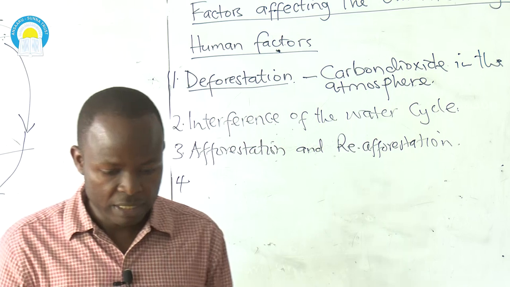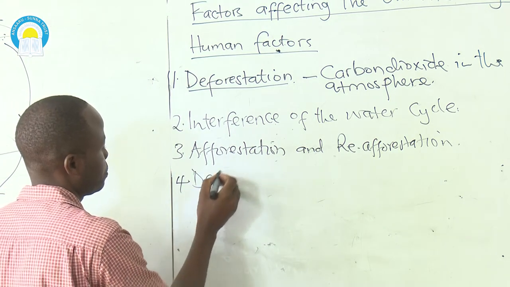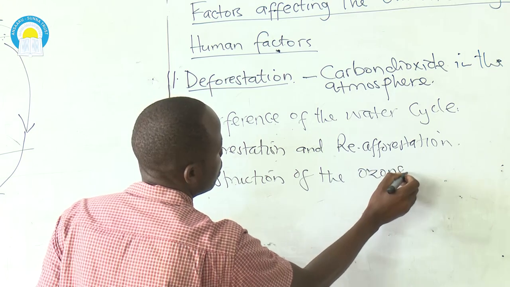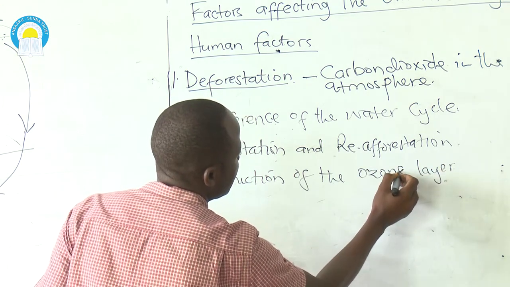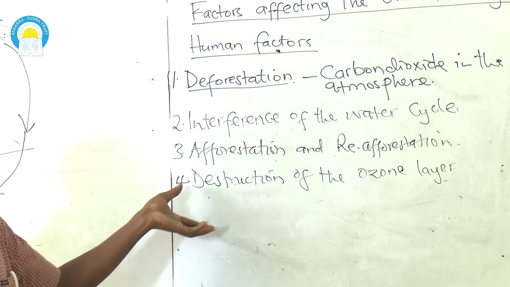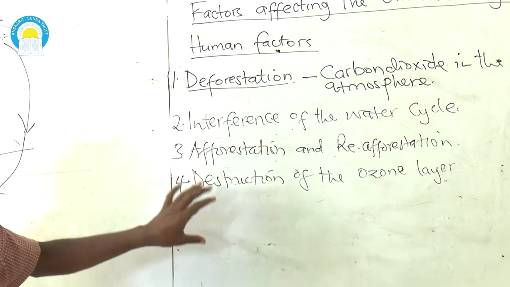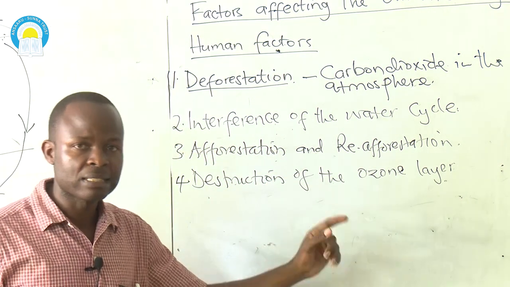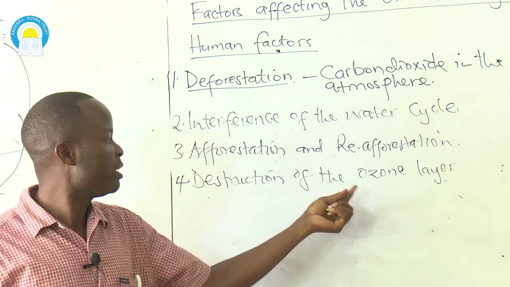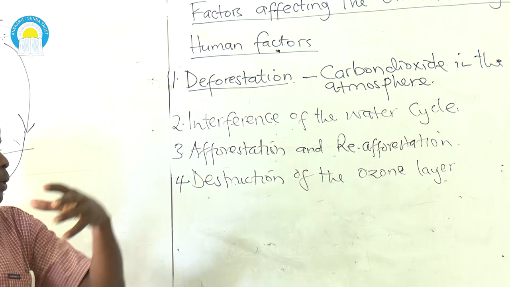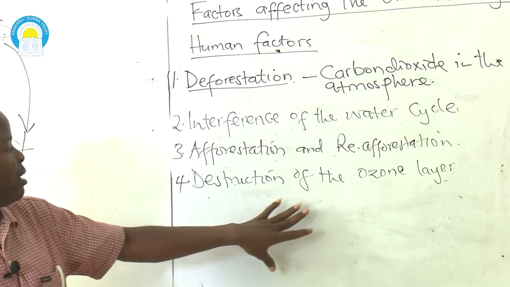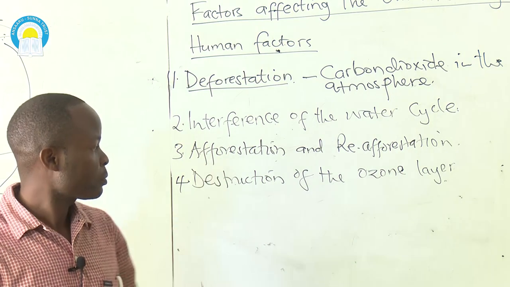Then another one, number four, is destruction of the ozone layer. The ozone layer is a thin layer in the atmosphere that protects us from harmful rays of the sun reaching us. Some industries produce harmful substances into the atmosphere that destroy the ozone layer. When the ozone layer is destroyed, those harmful rays from the sun will reach us, and this will lead to skin problems and even eye problems.